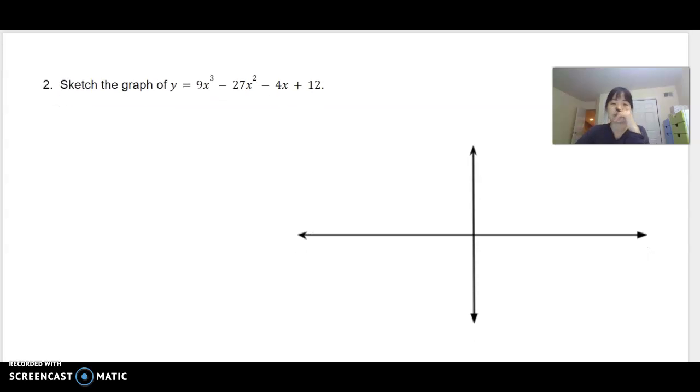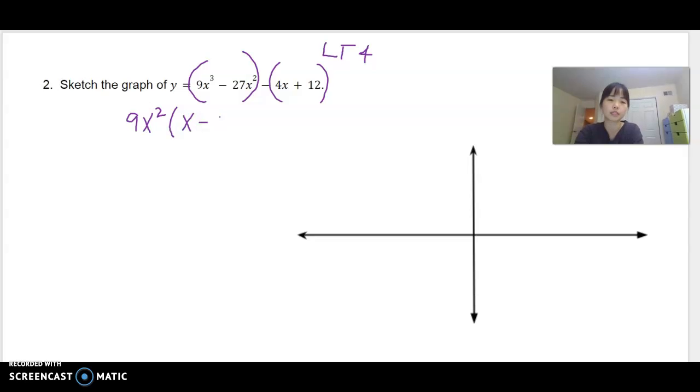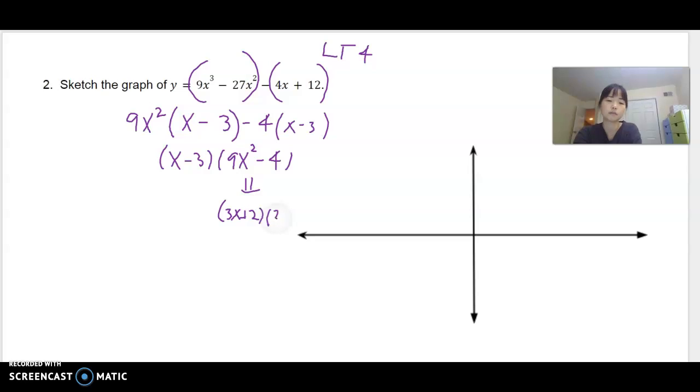Now we actually have to sketch them. Okay, it's not bad, but you wouldn't be able to do this unless you understood LT4 when we were factoring. So, factor: I'm taking out the 9x squared, so it becomes x minus 3. I'm taking out the 4, it's x minus 3. So, x minus 3 times 9x squared minus 4. Of course, you should be able to do more steps for all of these because we designed it that way. This is it. So that's how we factor it.